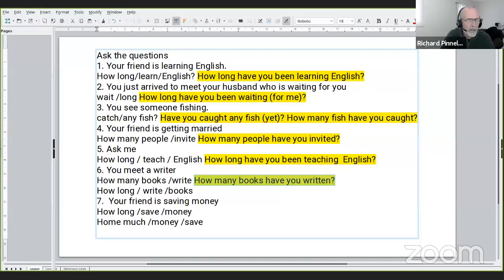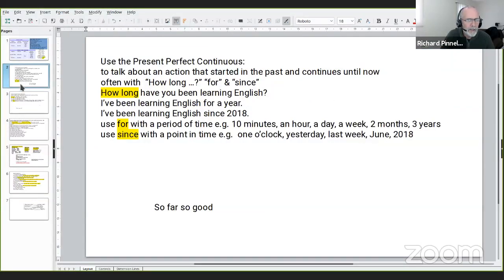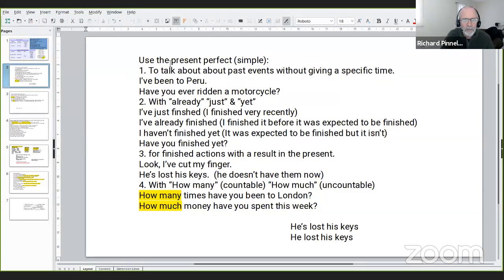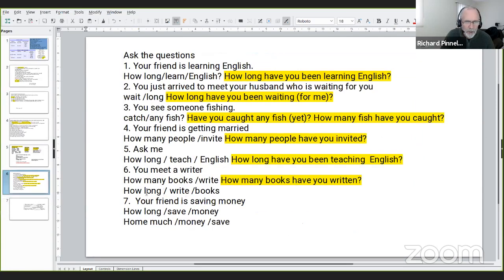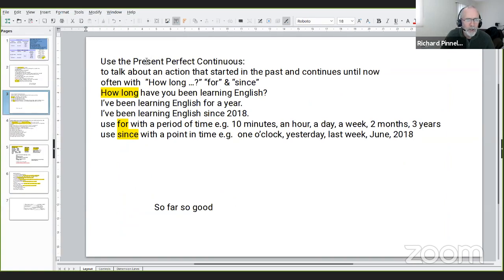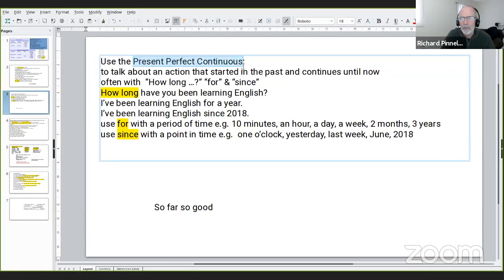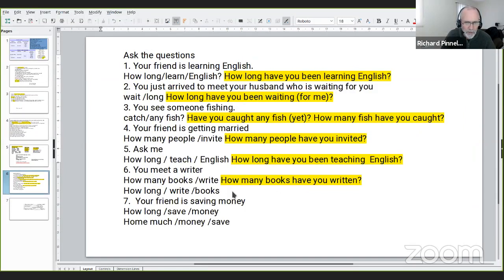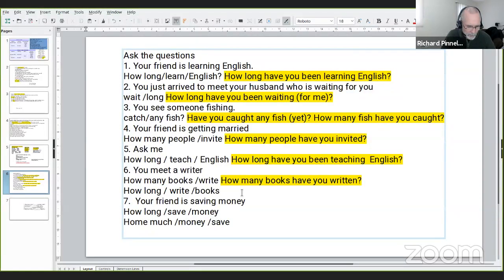So with how many, you remember, we're going to use the present perfect simple. Now, the other question is with how long. If you remember, I told you with how long, we're going to use the present perfect continuous because you're asking about the length of time, the period of time. So how many books have you written? What's this question? Any ideas, Irma?